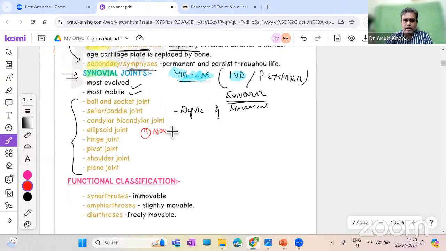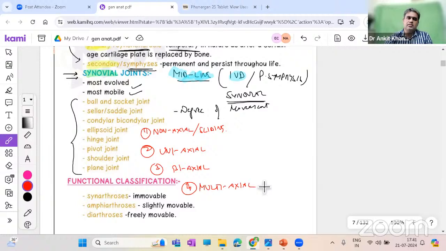First is when the movement is non-axial. It is not on any axis. Basically the bones are sliding against each other. Second classification will be uniaxial. That is movement only at one axis. It can be the transverse axis, horizontal axis, or vertical axis, but only and only one axis. Then movement along more than one axis, around two axes, is biaxial. And the last classification will be multi-axial, movement around all the axes.